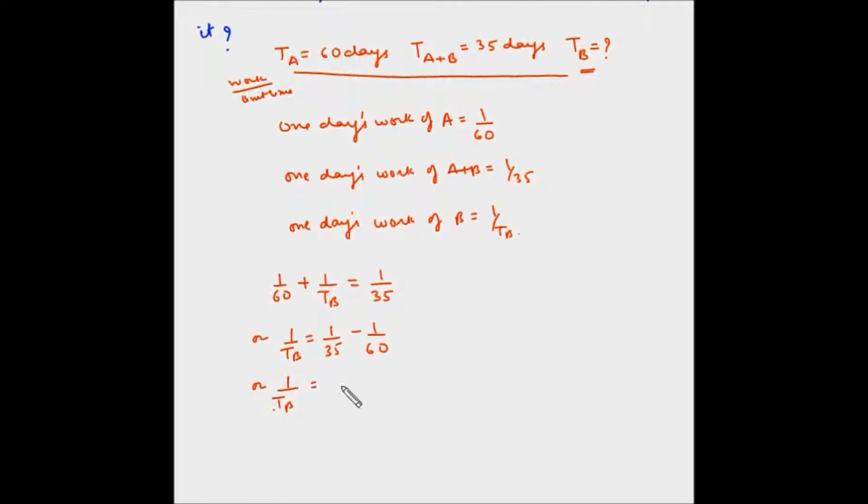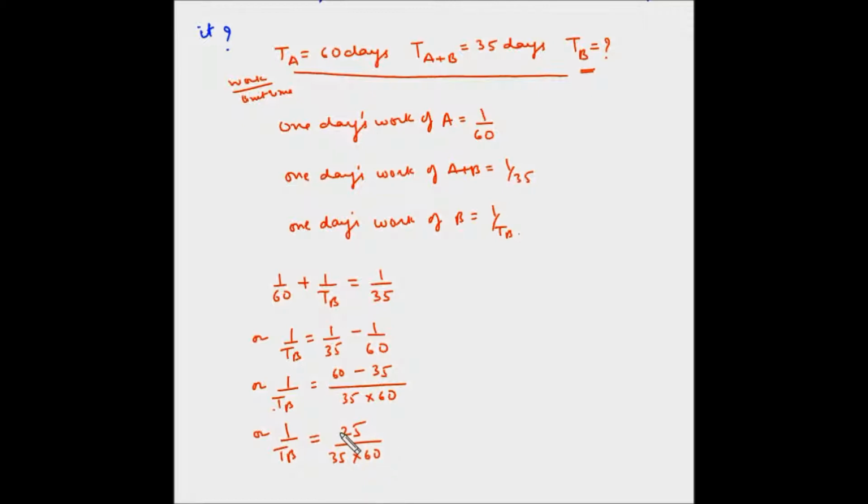or 1 by TB is equal to, so here we can take the LCM as 35 multiplied by 60. So here 35 multiplied by 60 will be the LCM, so this becomes 60 minus 35, or 1 divided by TB is equal to 60 minus 35 is 25 divided by 35 multiplied by 60.